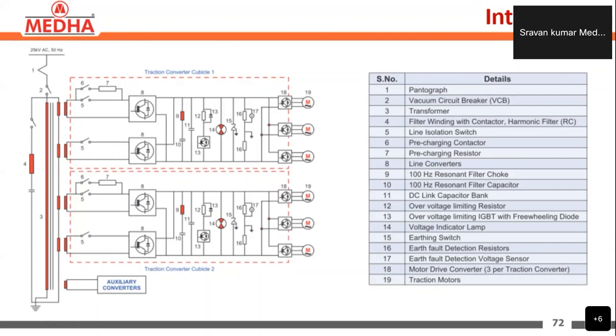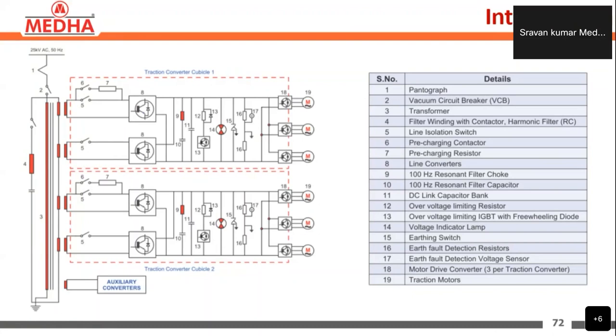After conversion to DC, there is a filter here, the 9th and 10th. This is an LC filter that we are using. The L is taken from the traction transformer, and the C is in the unit itself. It is a 100 Hz resonance filter. The second harmonic on the input side will be isolated by this filter. After that, the 2800 volts is present in the DC link.